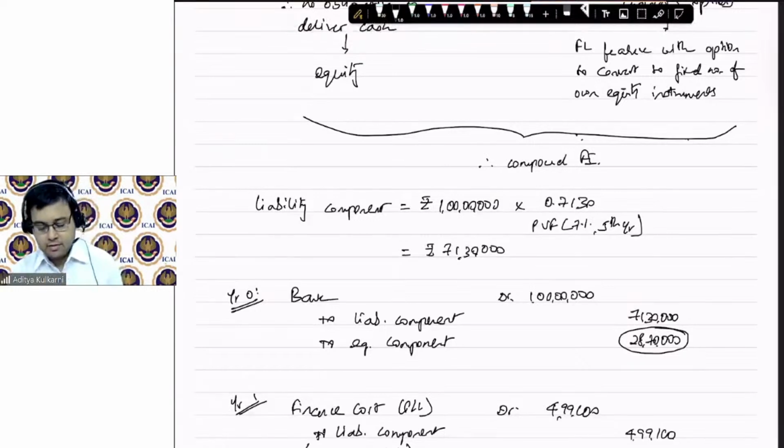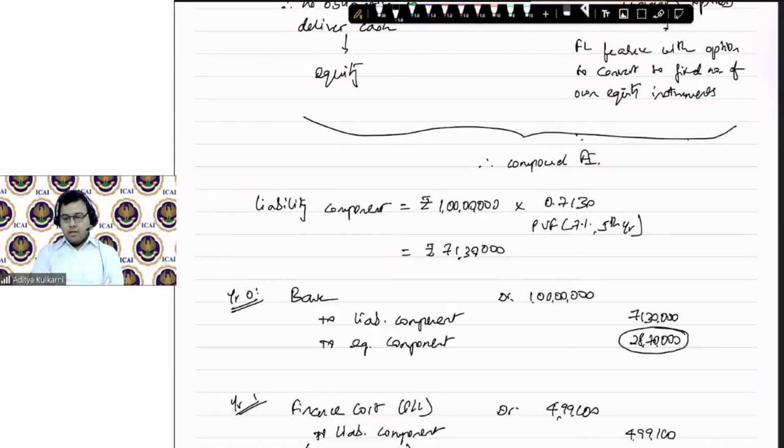Sorry, 4 lakhs. 4 lakhs. Tell me, what will be the entry for dividend paid of 4 lakhs? Suppose the company stands up and says, no, I want to pay a dividend of 4 lakhs. What entry are you going to pass?